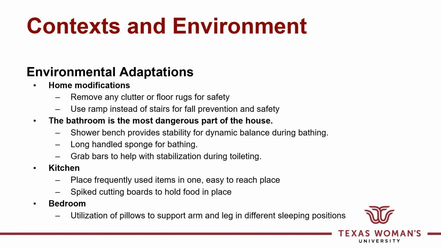In the bathroom, which tends to be a very dangerous area of the home, we want Frank to have a shower bench during showers, a long-handled sponge for bathing, and grab bars, of course, to help with stability and transfers during bathing and toileting. In the kitchen, we want him to put all of his frequently used items in one easy-to-reach place so that he's not having difficulty finding them. A spiked cutting board that we mentioned earlier. And then in the bedroom, we really want Frank to utilize the pillows that he may have for proper sleeping bed positioning.